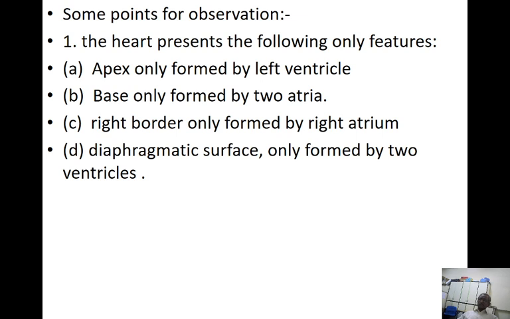Some points for observation. The heart presents the following features: the apex is formed only by the left ventricle, the base only by the atria, the right part only by the right atrium, and the diaphragmatic surface only by the two ventricles. So the apex is formed by the left ventricle, the base by the atria, both left and right, the right part by the right atrium, and the diaphragmatic surface by the ventricles, right and left.